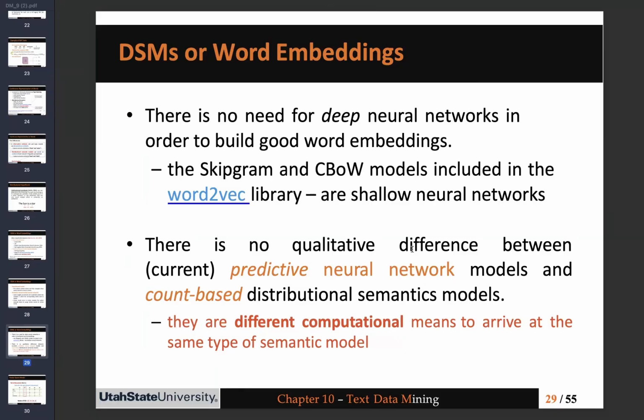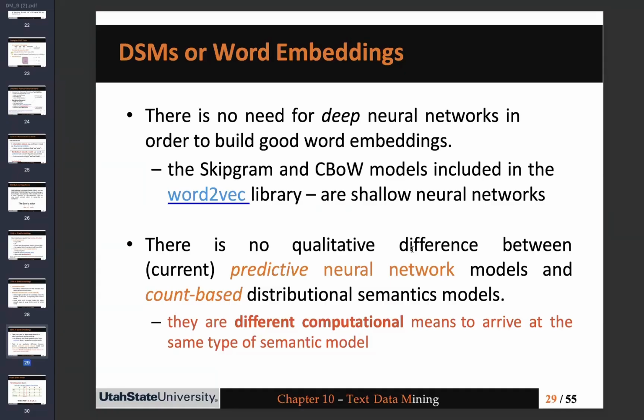Word2Vec has two flavors of the algorithm, either skipgram or continuous bag of words, that you're going to see later on. But these are shallow neural networks that are used to train the model to predict what's the next word in a given context.